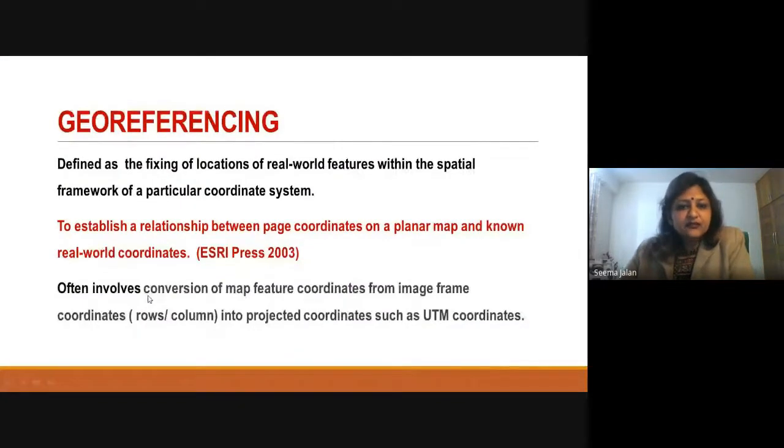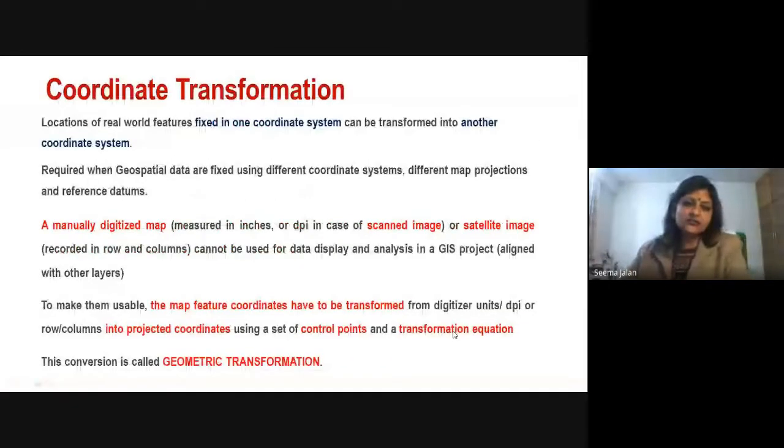Georeferencing often involves conversion of map feature coordinates from image frame coordinates, row column, into projected coordinates, such as UTM coordinates. What we do in georeferencing, we convert our image coordinates into real world coordinates in a particular coordinate system. For this, we actually do coordinate transformation. Location of real world features fixed in one coordinate system can be transformed into another coordinate system.